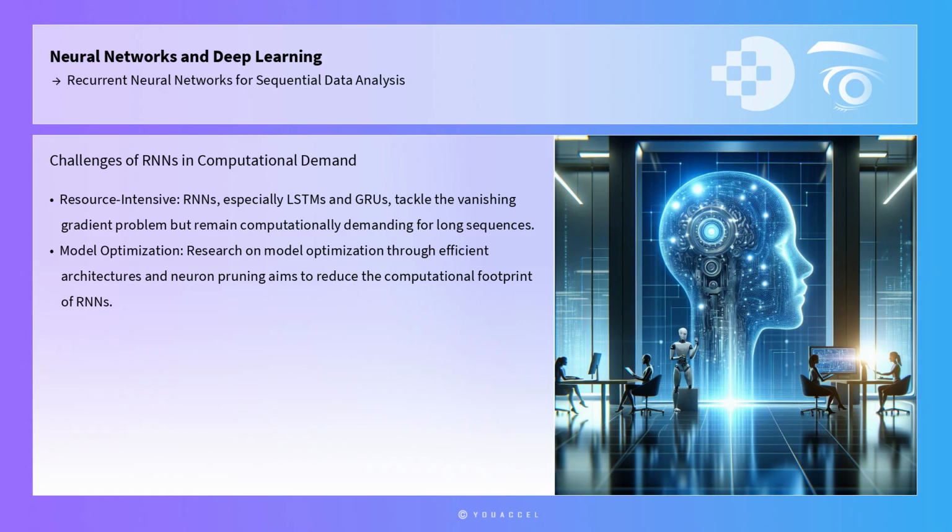Another challenge is the computational demand of RNNs, particularly for long sequences. While LSTMs and GRUs address the vanishing gradient problem, they can still be resource-intensive. Advances in model optimization, such as using more efficient architectures or pruning redundant neurons, are active areas of research aimed at reducing the computational footprint of RNNs.